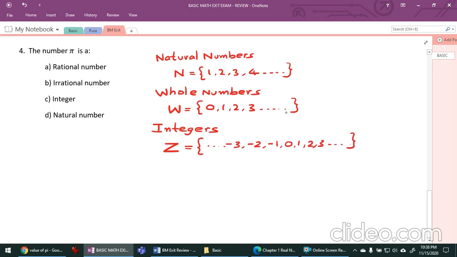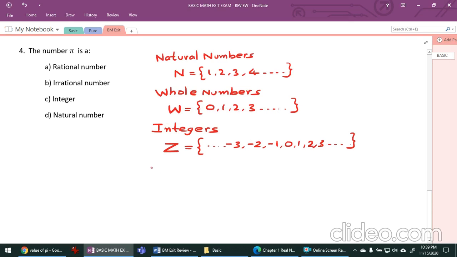In all these numbers, you don't have any point. You will not write 3.6, 9.2, nothing like that. Only 1, 2, 3, 4 like that, or whole numbers 0, 1, 2, 3, 4. Integers means you have negative, 0 and positive.